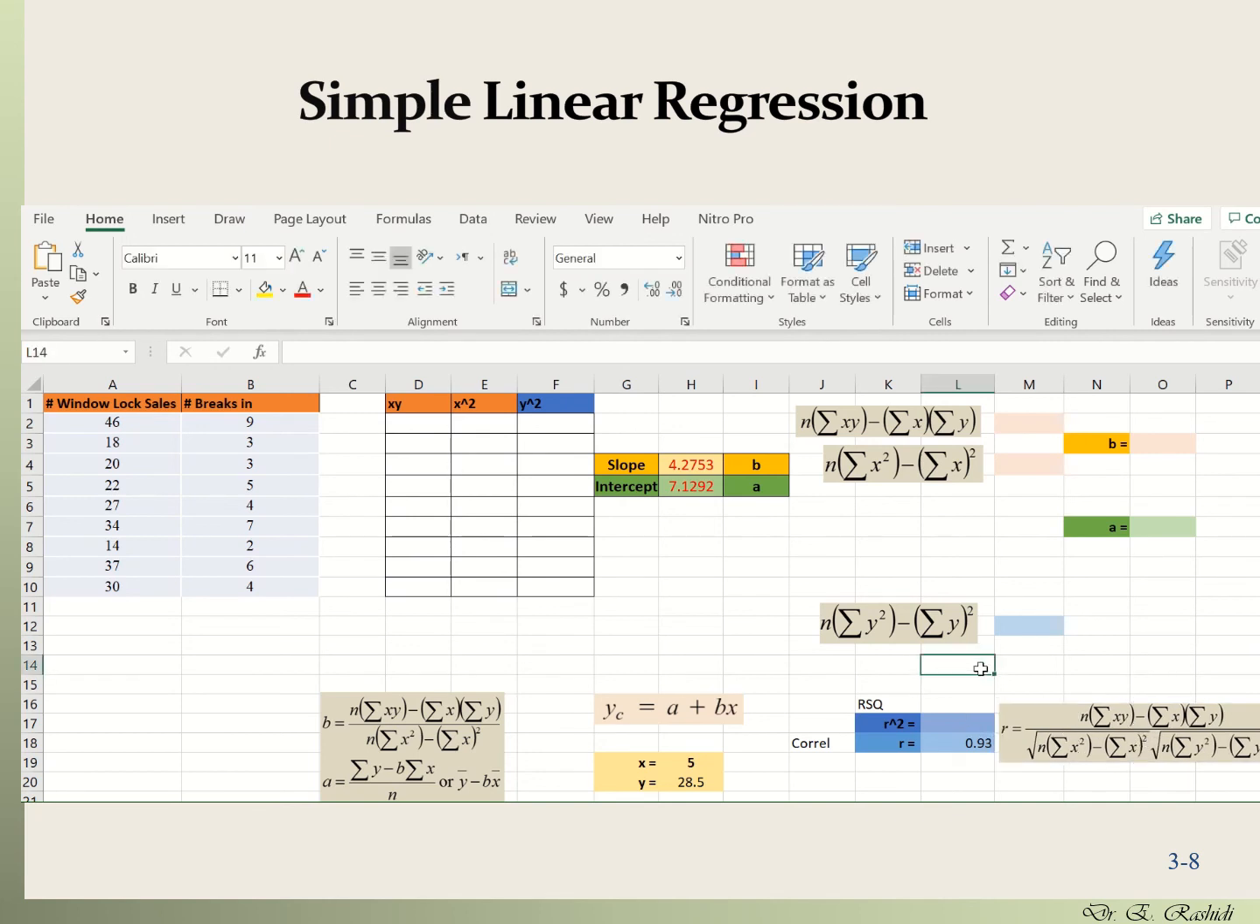and we have 93% for R, and R squared would be just the square of this R right here, which is about 86%. So this means that 86% of variation in the number of window locks sold in the market can be described by changes and variation in the number of break-ins. So it looks like there is a strong positive relationship between the number of break-ins and the number of window lock sales.